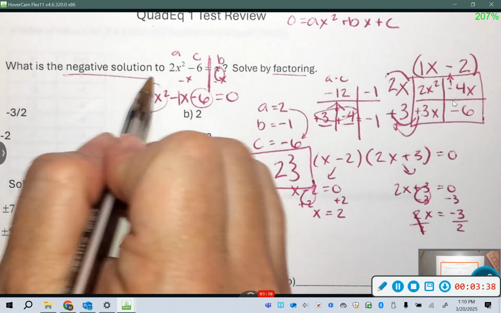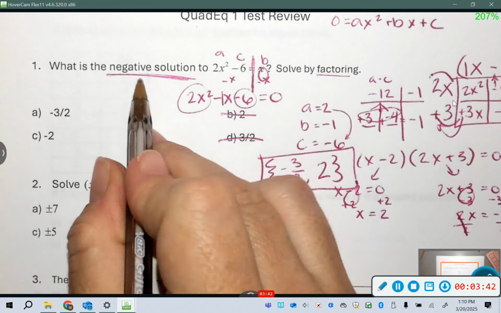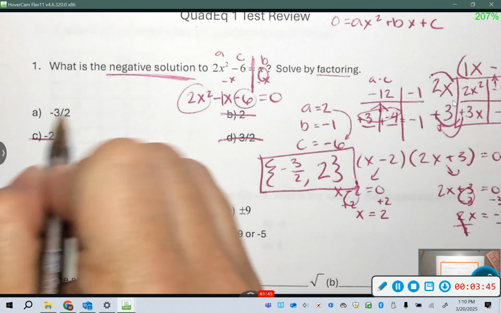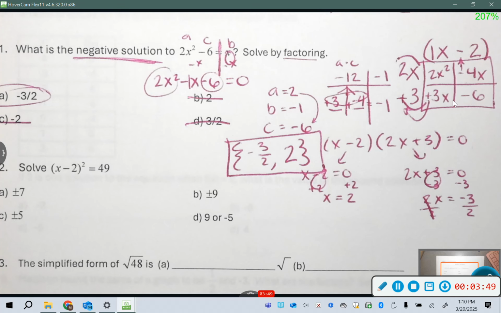However, it's asking me what is the negative solution. Well, 2 is positive. Positive solutions are not negative. I don't have a -2, so A is my answer. So that's probably the one with one out of the two with the most work.